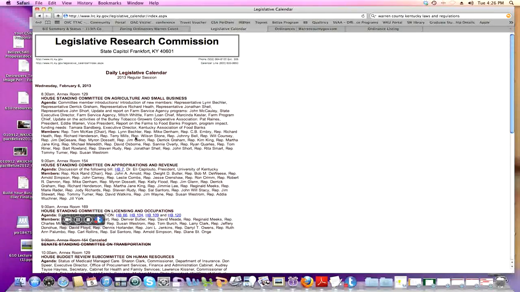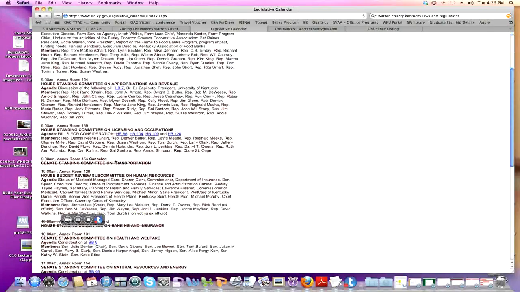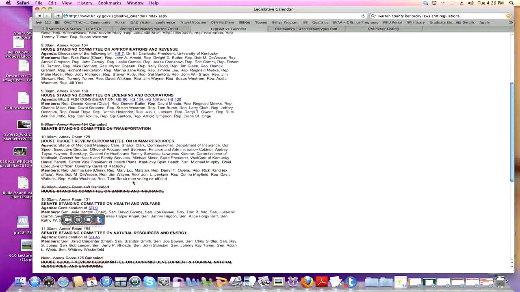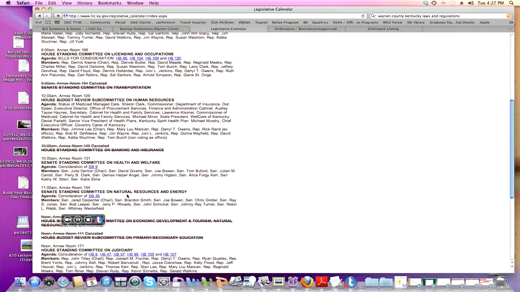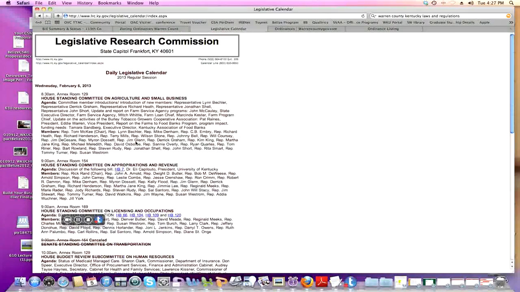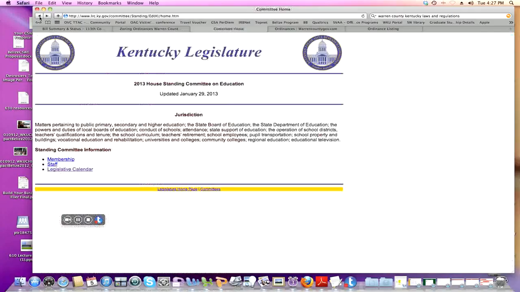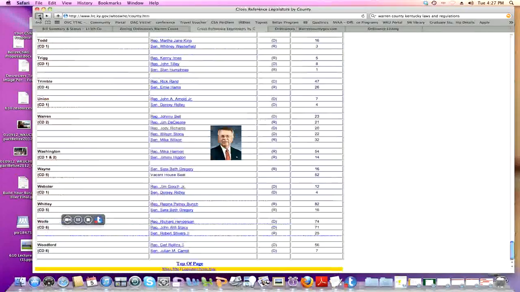So on February 6th, here's the calendar for that day. It looks like this meeting got canceled. But there's this House budget review. Here are all the people that are supposed to be there. Here are the people that are coming to talk to the committee. Again, this one was canceled, but you can see that here's a calendar that you can look at and find out where people are. If you want to meet them, you could rush over there and try to catch them when they're there. Sometimes it's easier to catch them on the run than anywhere else.